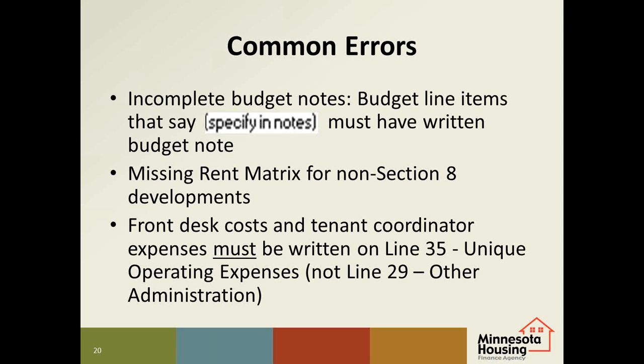Another common error is putting front desk costs and tenant coordinator expenses on the other administration line, line 29. These expenses actually belong on line 35, unique operating expenses.